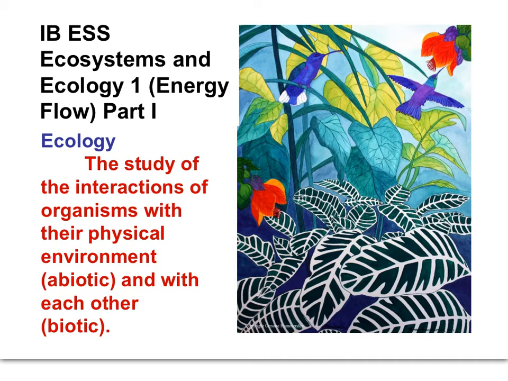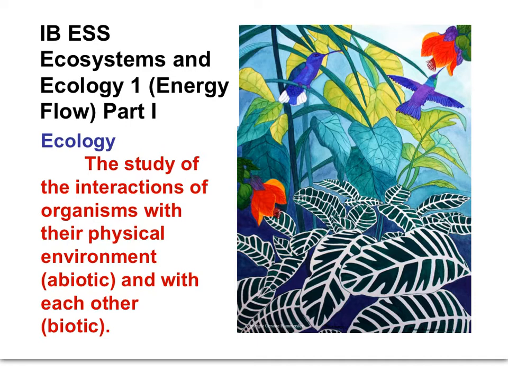ESS Ecosystems and Ecology 1 Part 1 has its focus on energy and matter flow through ecosystems. Part 1, this movie, focuses on food chains and food webs, along with an introduction to the dynamic of photosynthesis and respiration. The significant ideas are the interaction of species with their environment results in energy and nutrient flows.